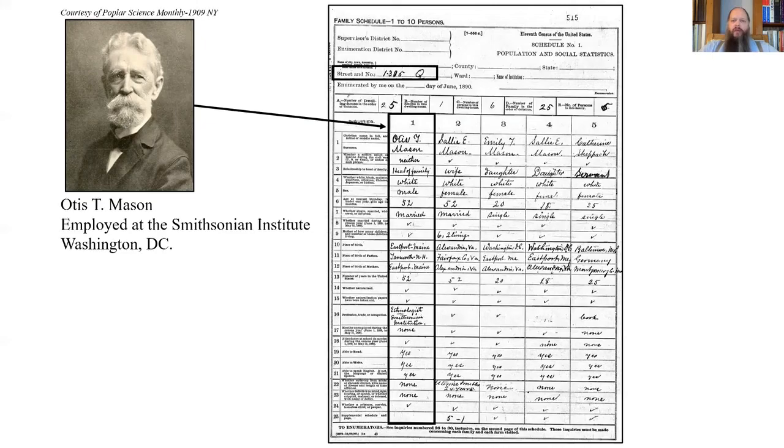One page was dedicated to the family of Otis Mason. This entire page was dedicated to that family unit. At the very top, I've also boxed in an area indicating that he resided at 1385 Q Street inside of the District of Columbia. And you can see the rest of the family unit there.